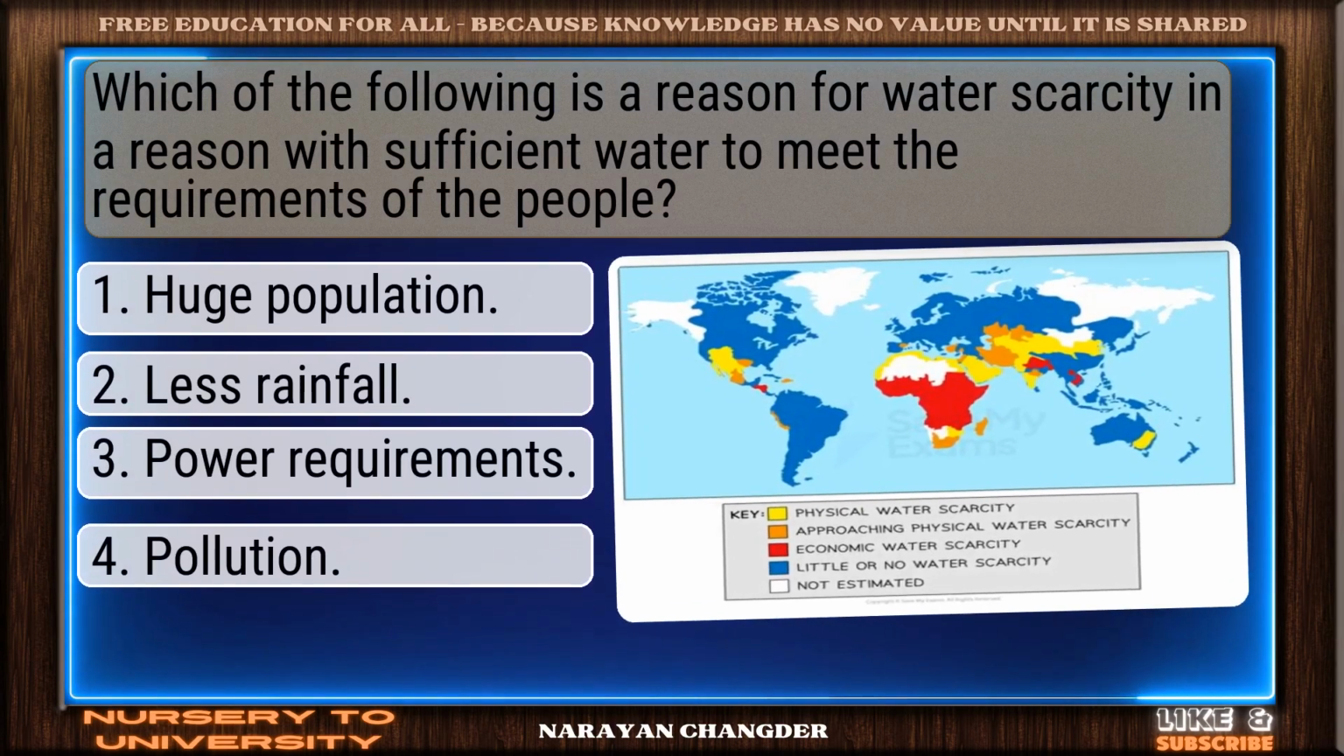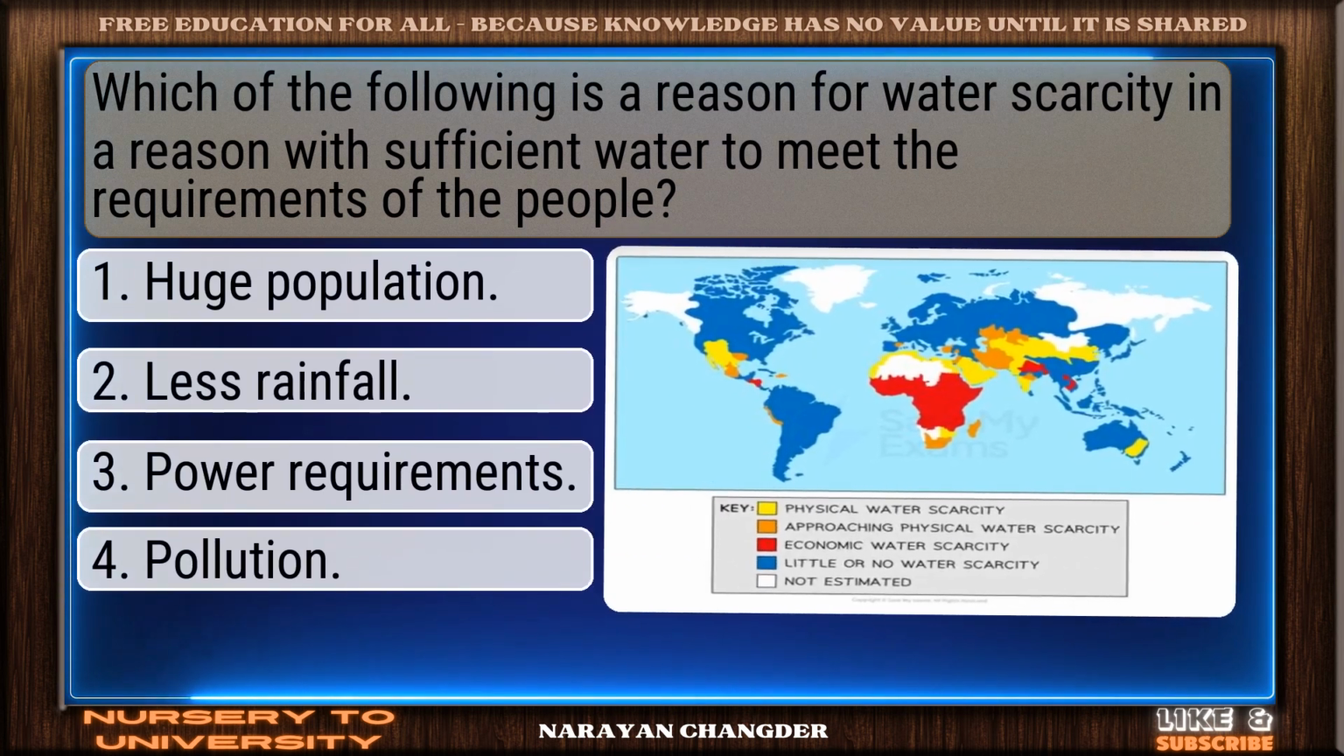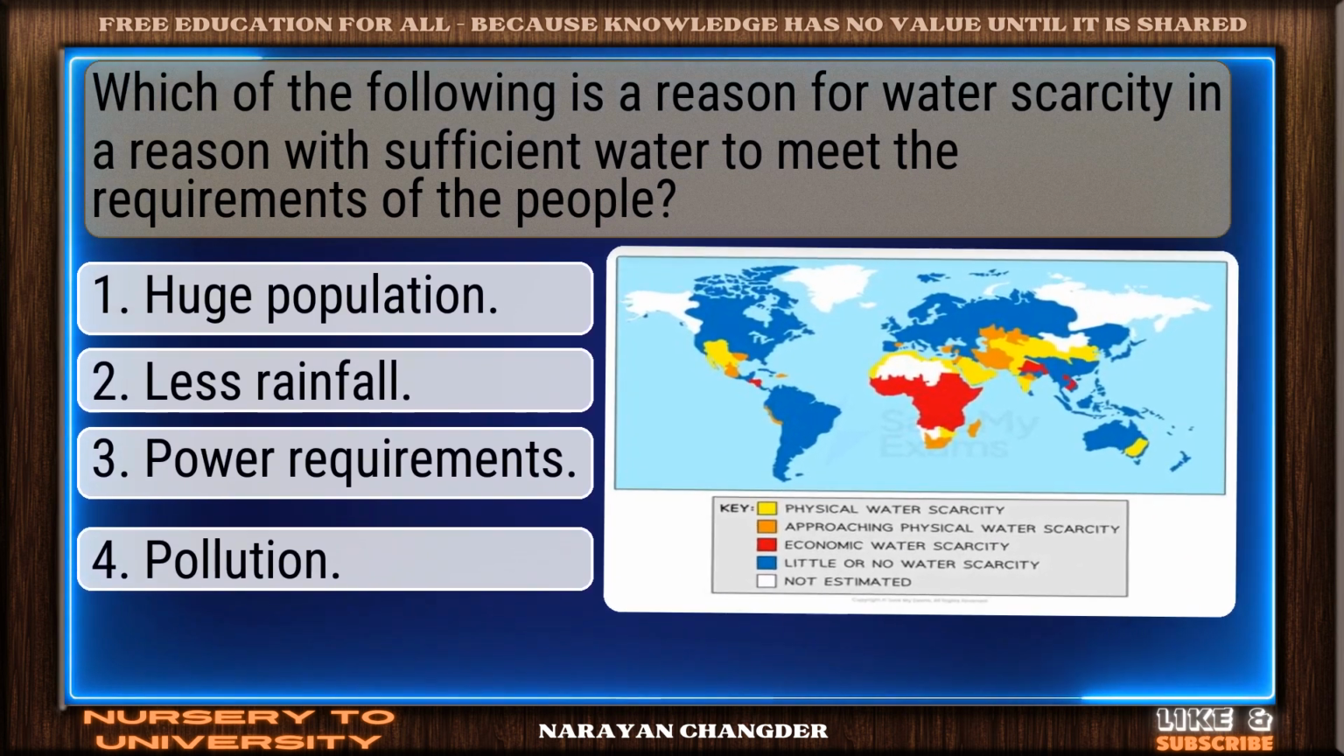Which of the following is a reason for water scarcity in a region with sufficient water to meet the requirements of the people?